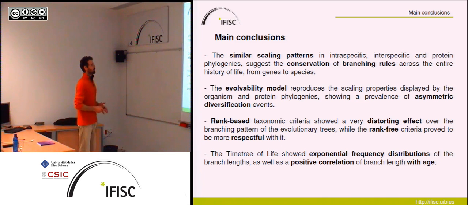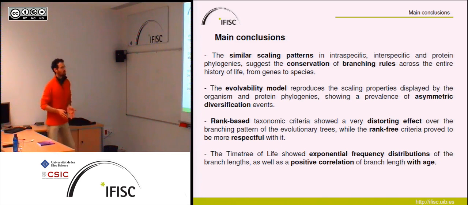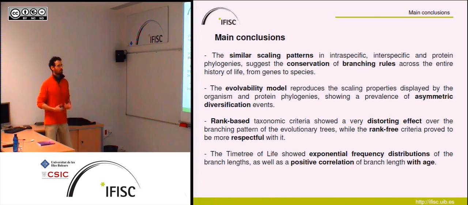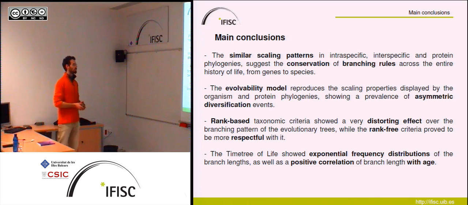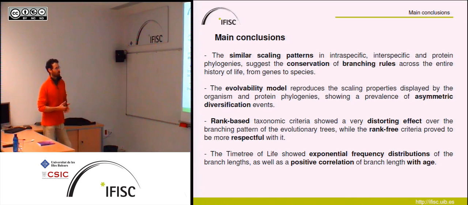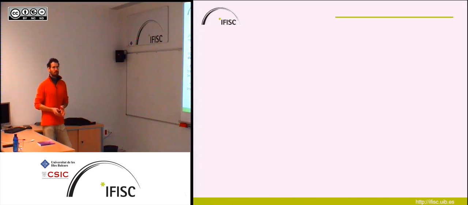The evolvability model reproduced the scaling properties displayed by the organism and protein families, showing a prevalence of asymmetric diversification events. The rank-based taxonomic criteria showed a very distorting effect over the branching pattern of evolutionary trees, while the rank-free criteria proved to be more respectful with it. And finally, the time frame of life showed the exponential frequency distribution of the branch length, as well as a positive correlation of branch length with age.